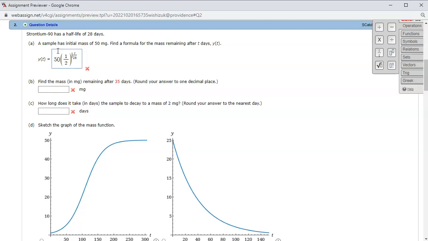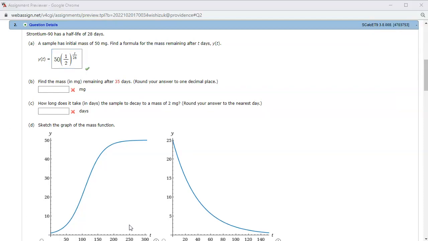All right, let's clean up a bit. Let's check the answer here. I came back and it looks like we got part A correctly. Part B is just: we want to know how much mass is remaining after 35 days. So we just have to plug t equals 35 into the function we just found.